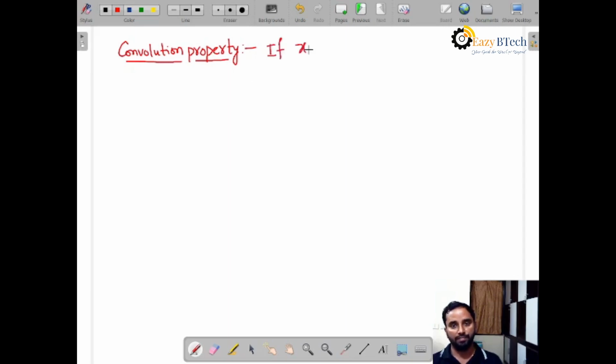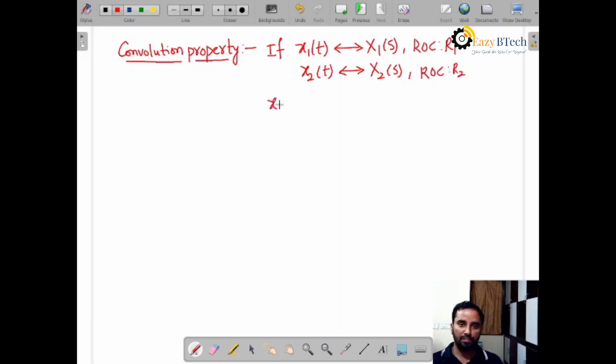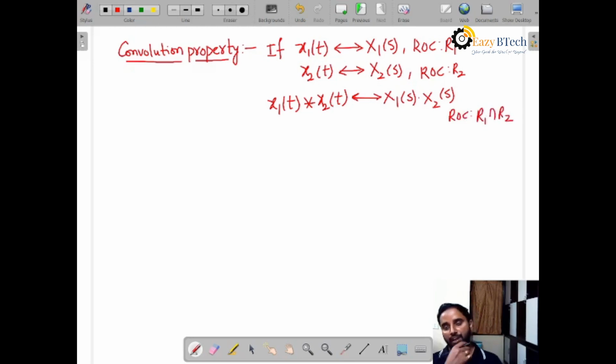So what it is saying is, if x1 of t Laplace transform is x1 of s and ROC is R1, because it is a signal x1, and x2 of t Laplace transform is x2 of s and its ROC is R2. Then the Laplace transform of x1 of t convolution x2 of t is x1 of s into x2 of s, multiplication it will become, and ROC of this is R1 intersection R2. So whenever we have two or more ROCs, the final ROC is the intersection of all.